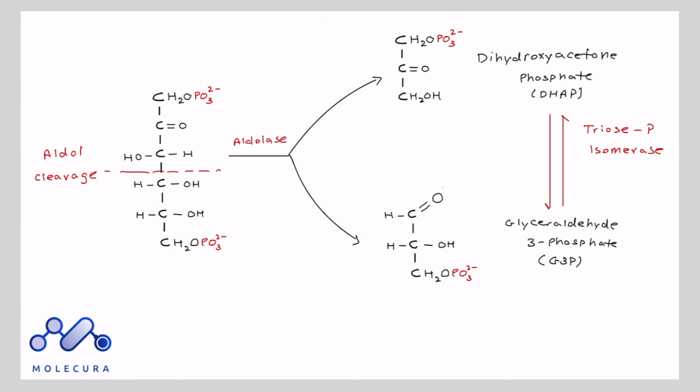Now, if we look here one more time, we have an aldol cleavage, and we are going to have two molecules. One is here, one is here. We have already talked about the names, and you can see here the carbonyl group is in the form of an aldehyde, and here the carbonyl group is in the form of a ketone group. And what happens is that this gets isomerized into glyceraldehyde 3-phosphate. So from here onwards, we are going to have two molecules of glyceraldehyde 3-phosphate that continue the glycolytic pathway.